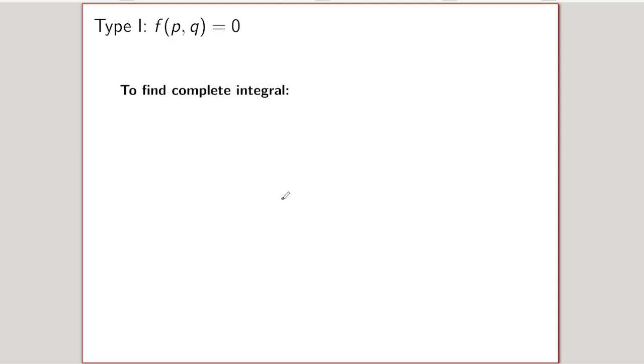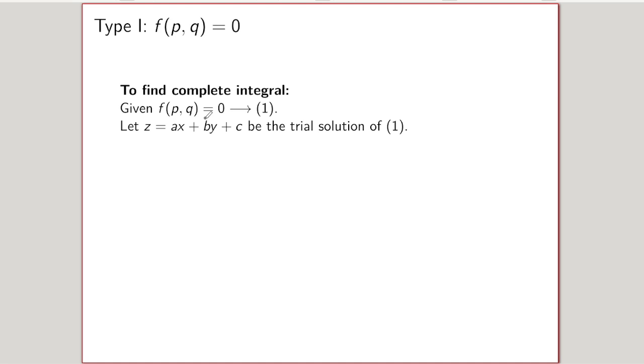So let us take type 1 of problem to find the complete integral. Given that f of p comma q is equal to 0. For this type of problem, we are going to assume a trial solution. Trial solution, in the sense, we are going to take z equal to ax plus by plus c. We are taking this as a trial solution because observe that if I differentiate, dou z by dou x, I will get a, and similarly dou z by dou y will be b. So p can be written as a and q can be written as b.